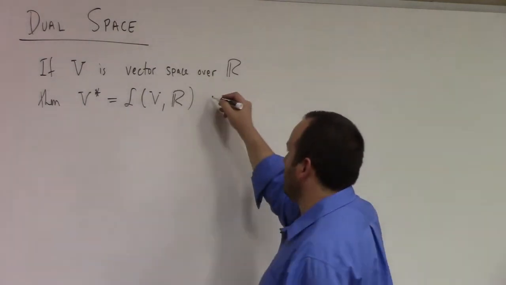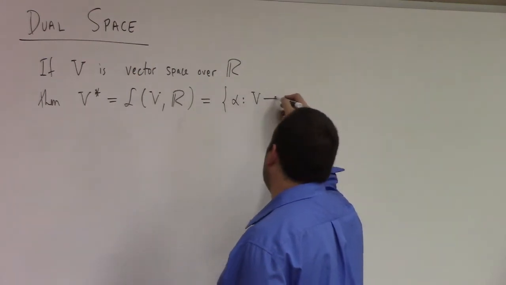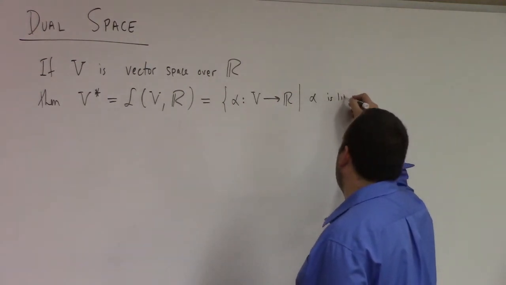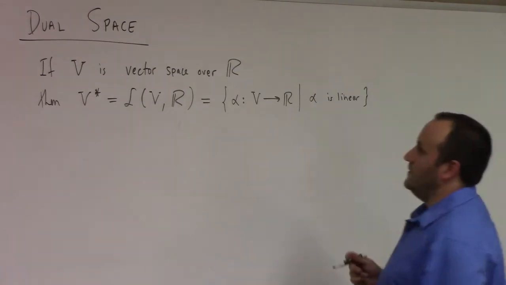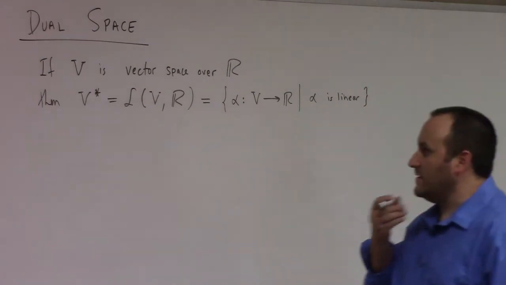So this is going to be alpha mapping from V to the reals such that alpha is linear. That's what you might call a dual vector. It's also called a linear functional. We studied this in linear algebra. We learned that the dual space is itself a vector space. For a finite dimensional vector space, it's isomorphic to the original vector space, and so we can talk about a dual basis.